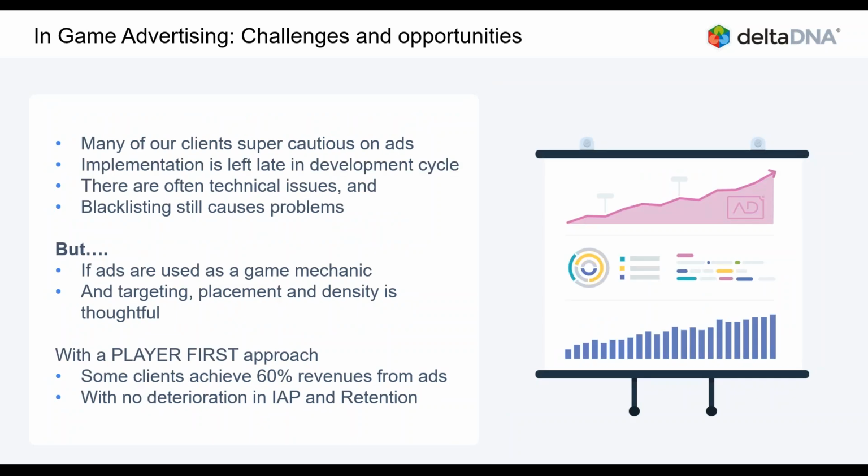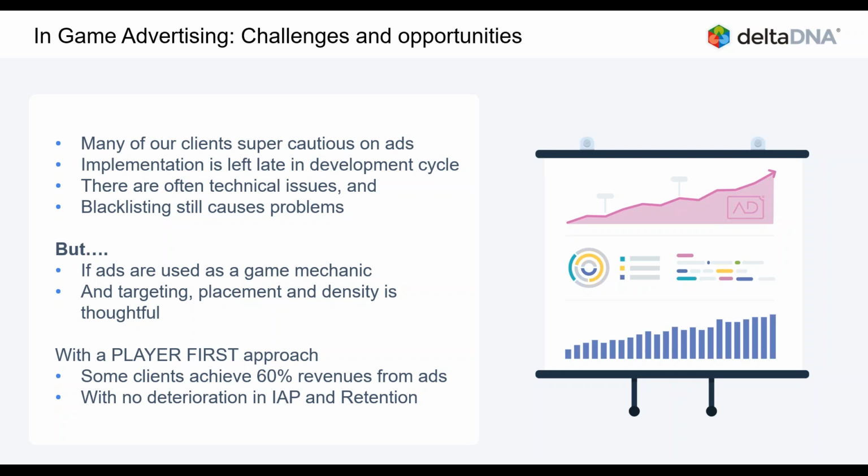So why is deltaDNA interested in ads? Traditionally we worked on analytics as a service, and then also got very interested in in-app purchases and how to optimize those. One of the things we saw in our clients, and one of the things they complained a lot about, was ad monetization. People were very cautious on ads. They didn't know if they should use them or not. I mean, we're talking about 3 years ago now.